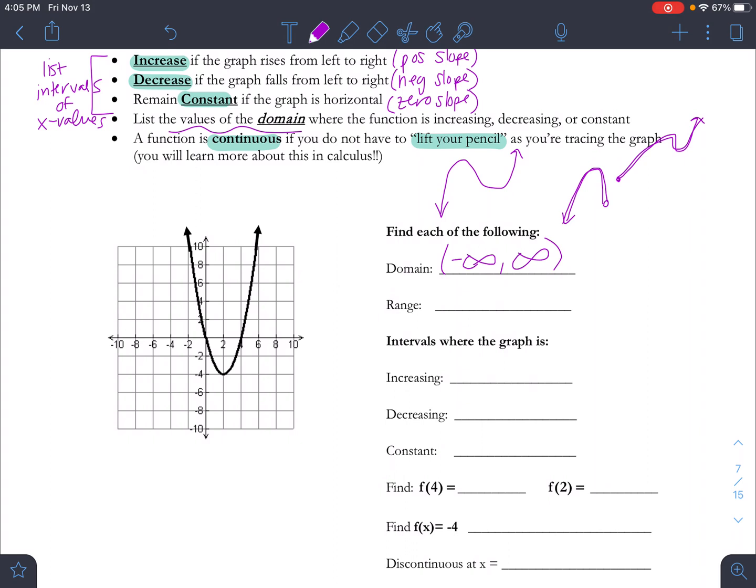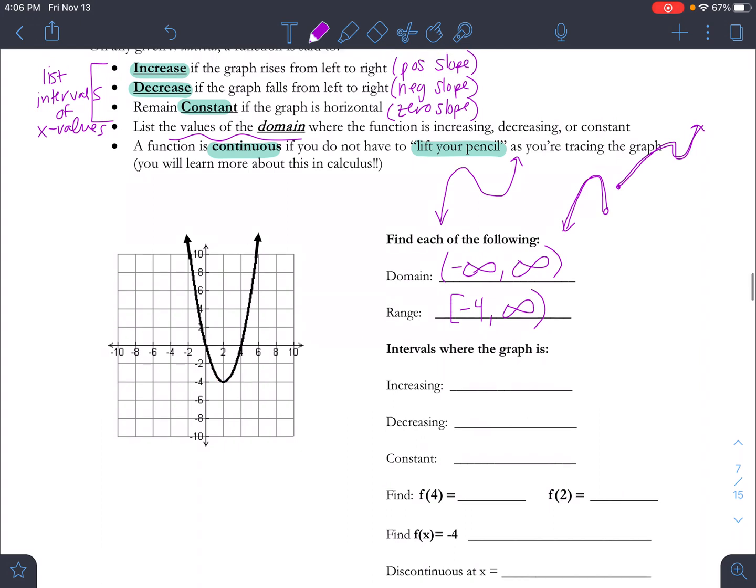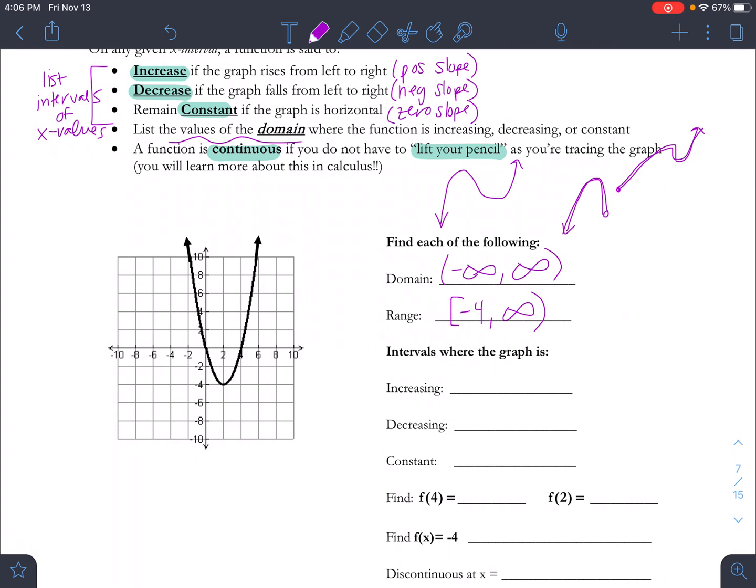For the range, you can think of it as like a little laser beam here. What's the lowest y value I have? It would be -4. Highest y value, infinity. So -4 is included in our graph, so that's a bracket to infinity. Again, we're doing a bracket because -4 is on our graph. The only time we wouldn't is if somehow this was an open circle, but technically a line is a set of all closed circles.